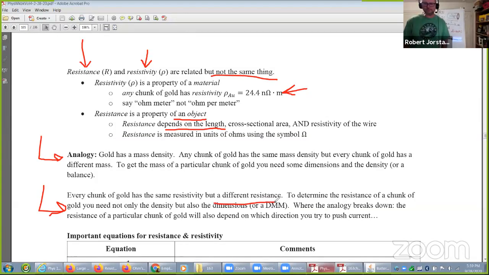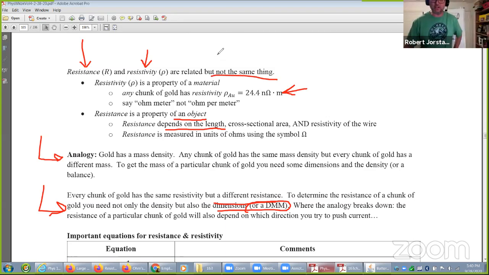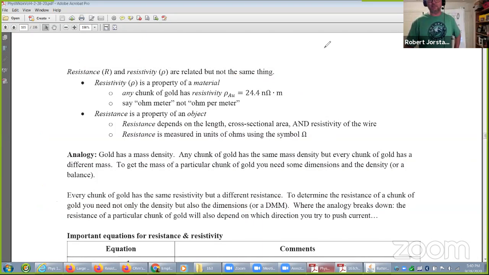To get the resistance, you could use a DMM and just measure it. But you can't really do that for the resistivity. How do you get the resistivity of a material? I just wonder what we're doing in lab tomorrow. Fully divide out the volume? Yeah, we'll get to that in just a second. So let's get to the equations. Good question.